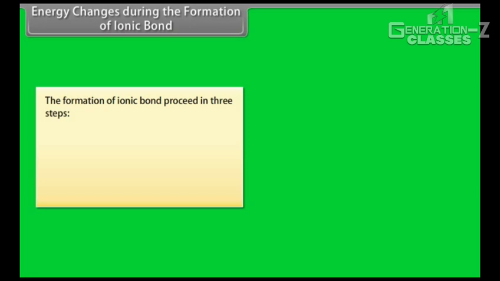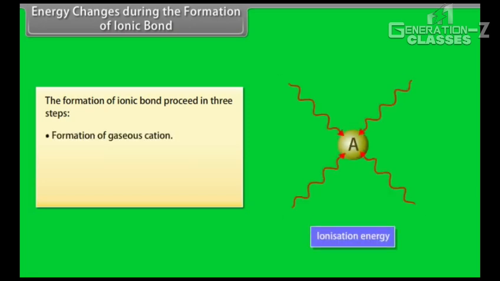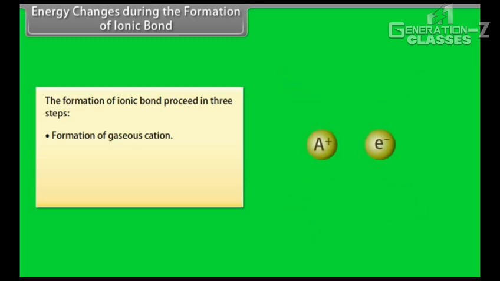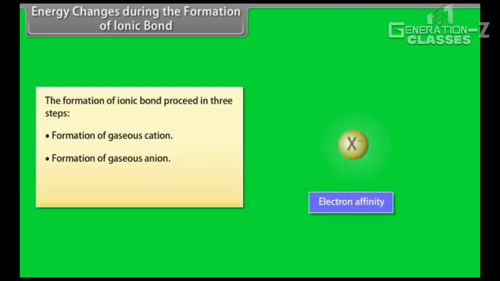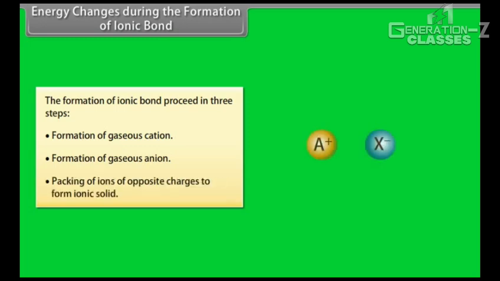Energy changes during the formation of ionic bond. The formation of an ionic bond proceeds in the following 3 steps. Step 1. Formation of gaseous cation. The energy required for this step is called ionization energy. Step 2. Formation of gaseous anion. The energy released from this step is called electron affinity. Step 3. Packing of ions of opposite charges to form an ionic solid. The energy released in this step is called lattice energy.